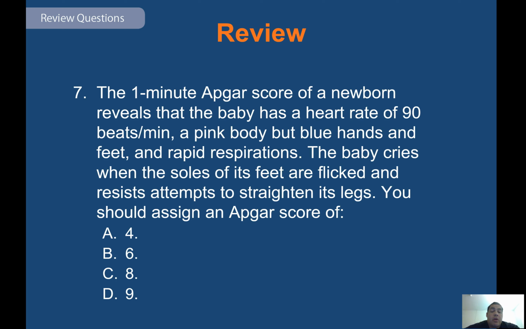The 1 minute Apgar score of a newborn reveals that the baby has a heart rate of 90 beats a minute, a pink body but blue hands, feet, and rapid respirations. The baby cries when the soles of its feet are flicked and resists attempts to straighten out his legs. You should assign an Apgar score of what? So you guys need to know your Apgar score. What it goes up to. What's the best score you could have? What's the worst score you could have?